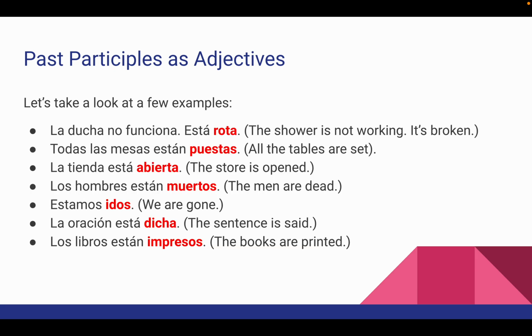So we'll take a look at a few examples. La ducha no funciona, está rota. The shower's not working, it's broken. Todas las mesas están puestas. All the tables are set. La tienda está abierta. The store is opened. Los hombres están muertos. The men are dead. Estamos idos. We are gone. La oración está dicha. The sentence is said. Los libros están impresos. The books are printed. And those are past participles as adjectives in Spanish.